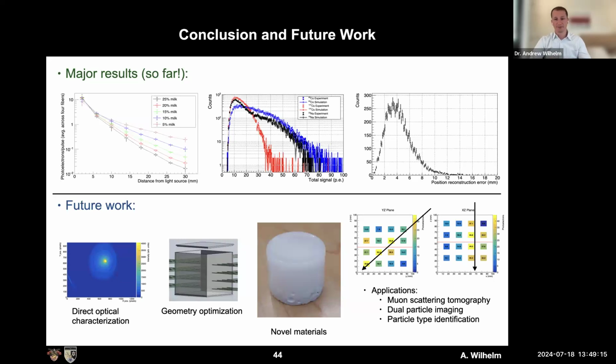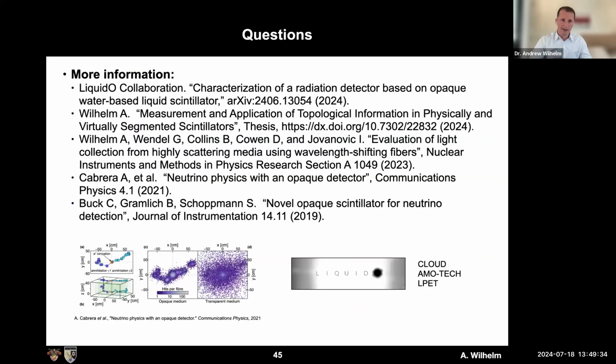And then lastly, particle type identification. I kind of touched on it at the beginning, but we think that this technology could be appropriate for discriminating between both neutrons and gamma rays using traditional pulse shape discrimination, and then also using the event topology to distinguish other types of particles. So with that, I will conclude, and I'm happy to take any questions that you might have.